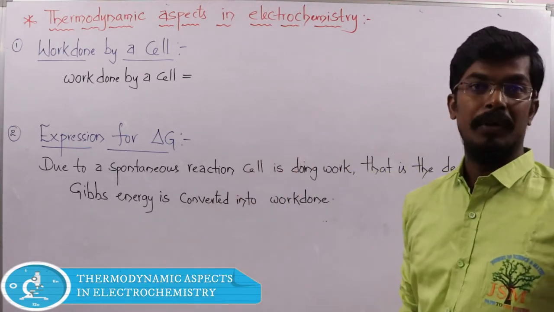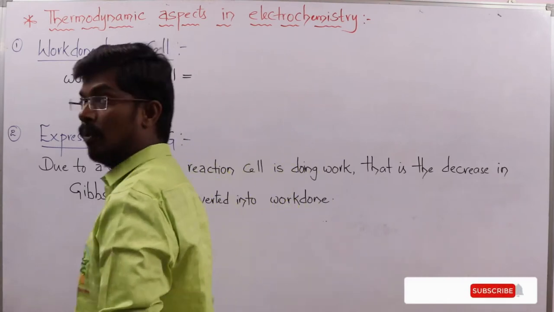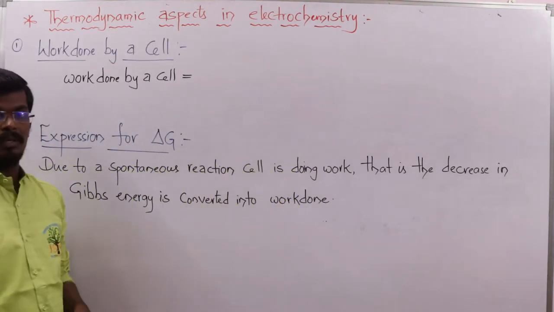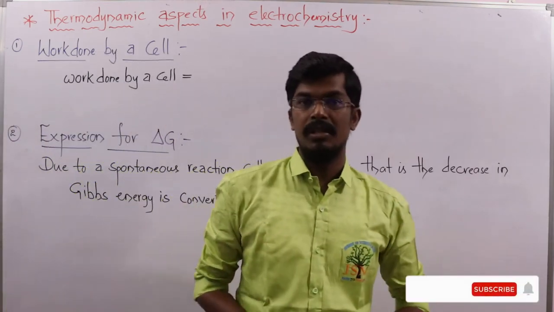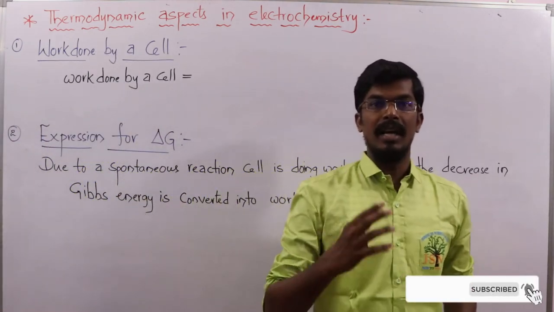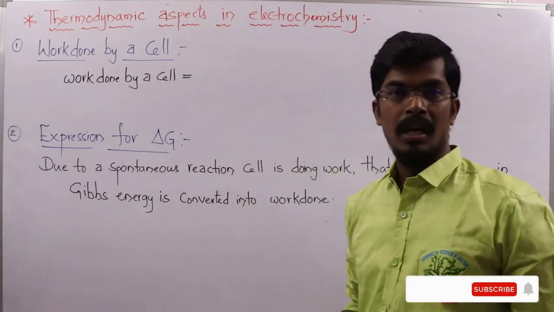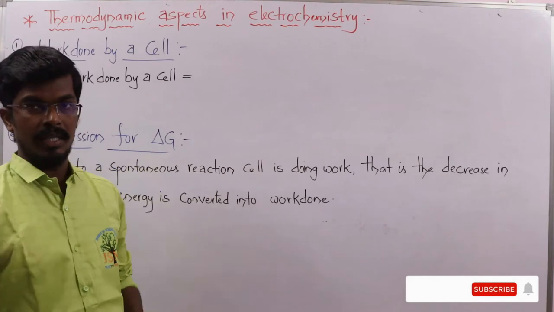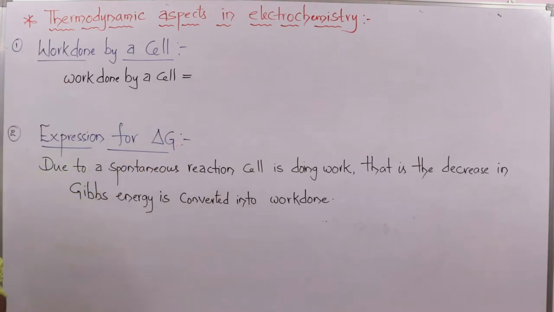In this session, I am going to explain some thermodynamic aspects in electrochemistry. Here I am going to give some relationships between the cell potential and delta G, delta S and delta H. I am going to relate the expression for delta G to E cell, and also delta H and delta S. Now let's see the first one.